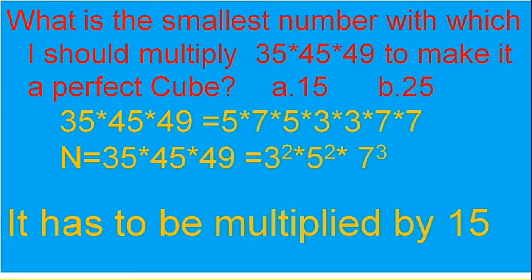And 5 9s are 45. So in 9, two 3s are there. So one 3 is also missing. So 3 into 5, 15 is missing. Or you can do as I have done, as a prime factorization. Answer is 15.